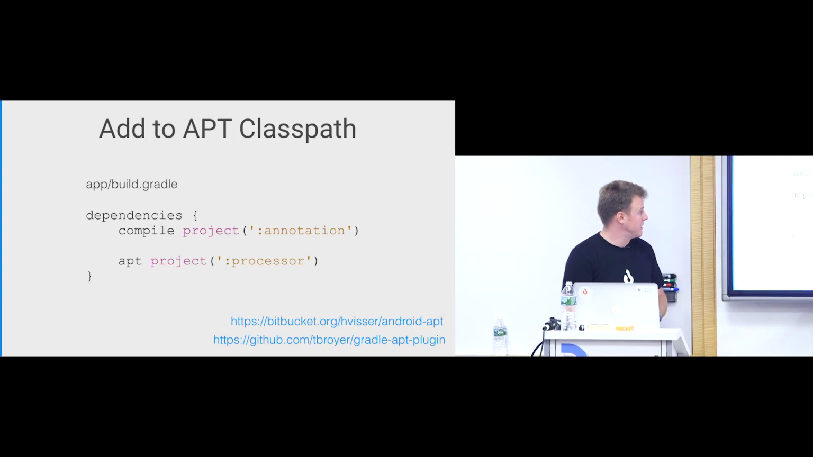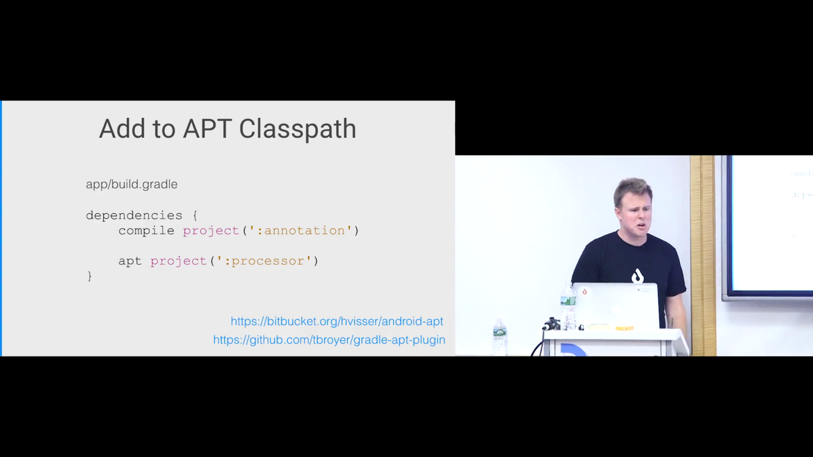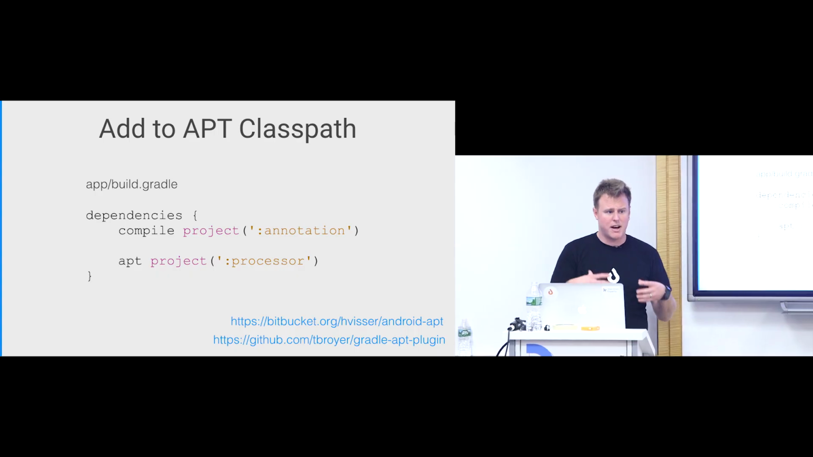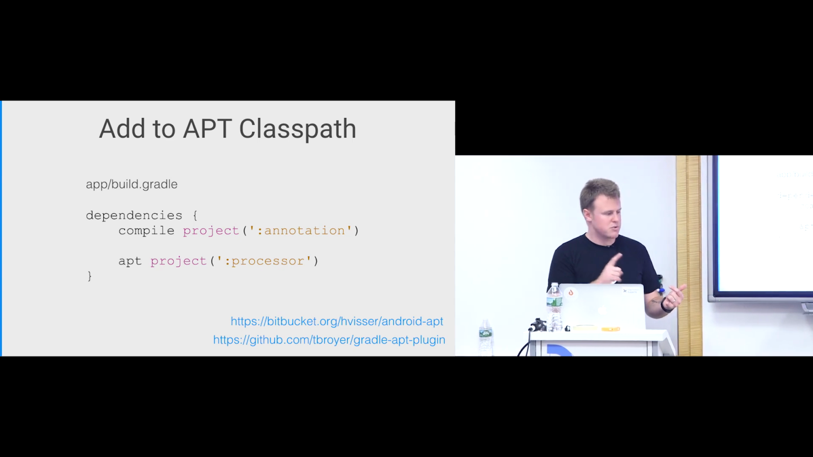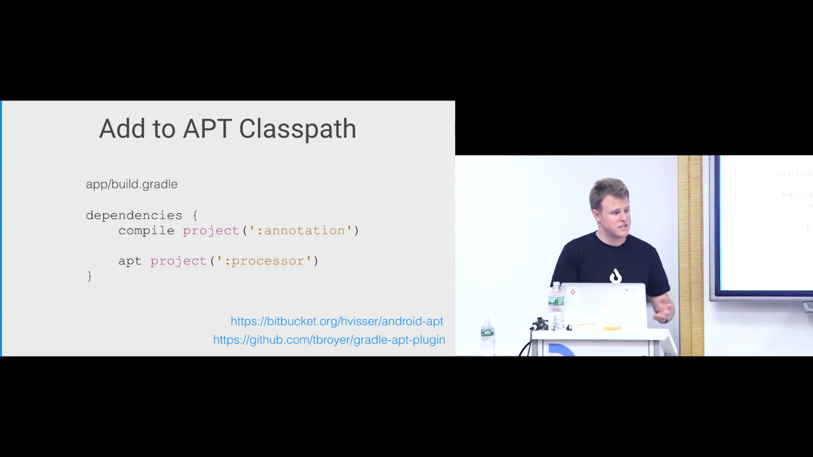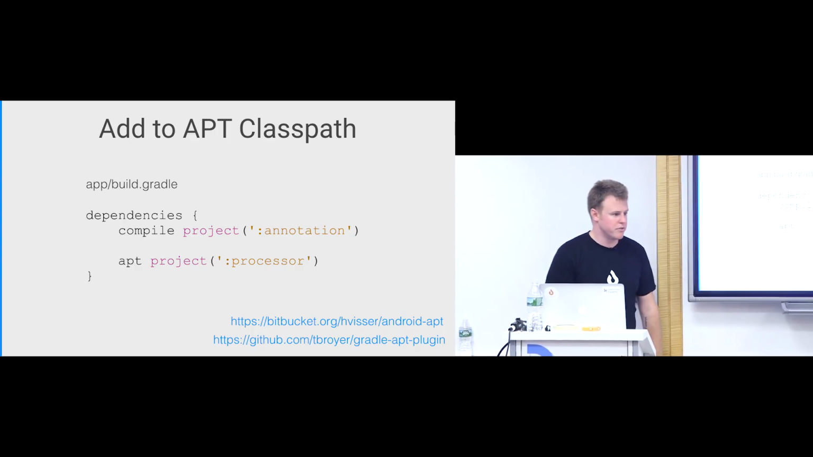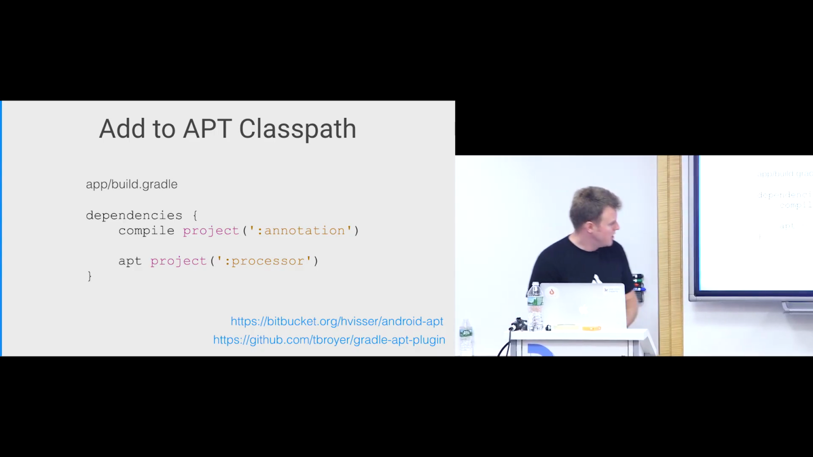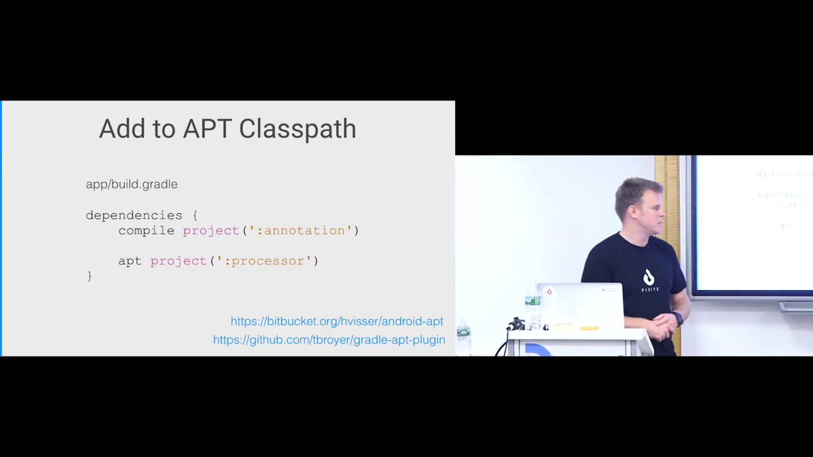The way you do that is in your build.gradle file. So we have normal compile dependencies, right? These all get compiled into your final APK and included. So anything you include there counts towards your method count, towards the size of your final APK. Using either of these plugins, Android apt if you have an Android project, or the Gradle apt plugin for plain old Java projects.